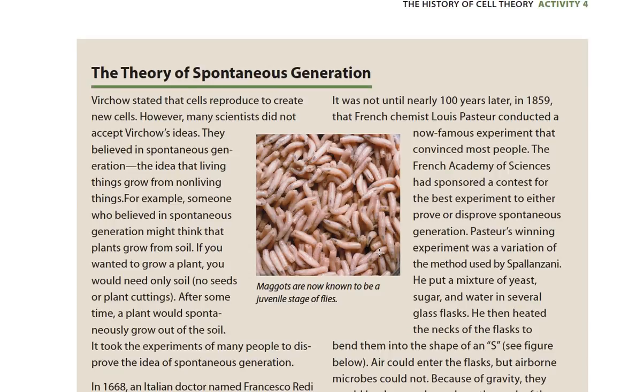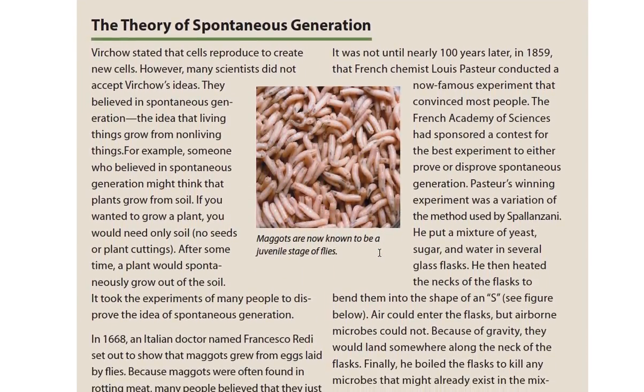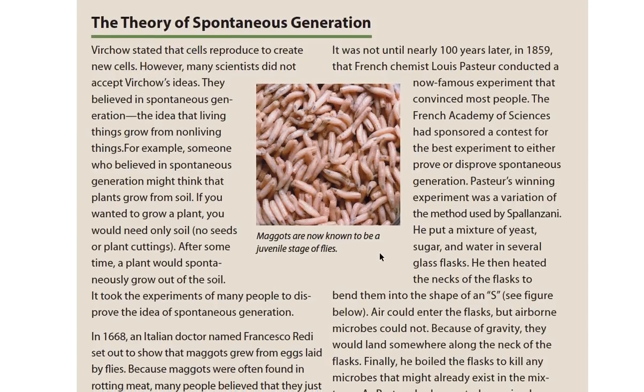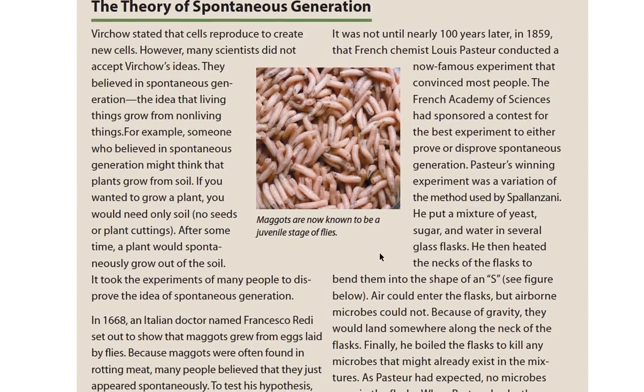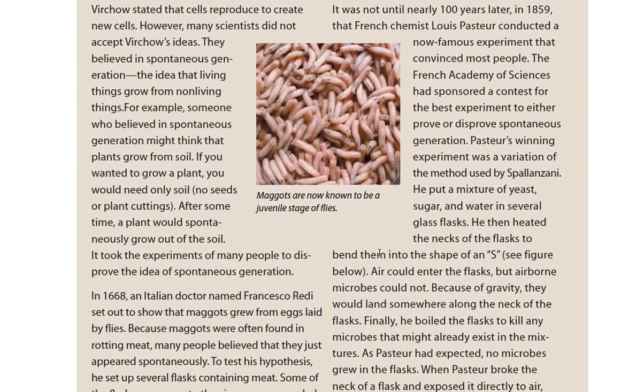The theory of spontaneous generation. Virchow stated that cells reproduce to create new cells. However, many scientists did not accept Virchow's ideas. They believed in spontaneous generation, the idea that living things grow from non-living things. For example, someone who believes in spontaneous generation might think that plants grow from soil. If you wanted to grow a plant, you would need only soil, no seeds or plants or plant cuttings. After some time, a plant would spontaneously grow out of the soil.